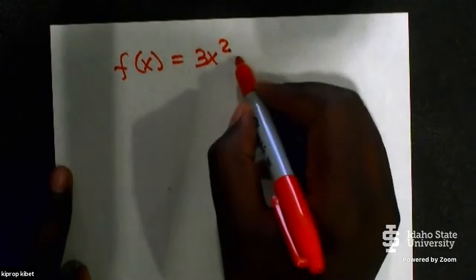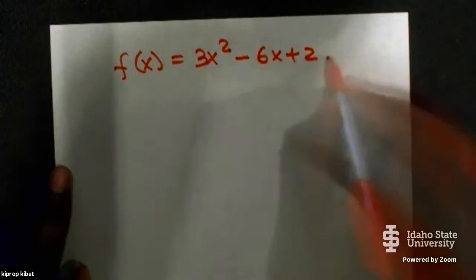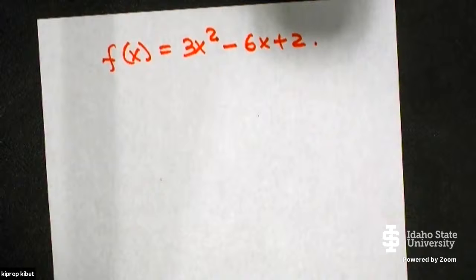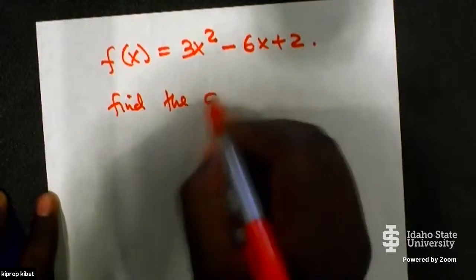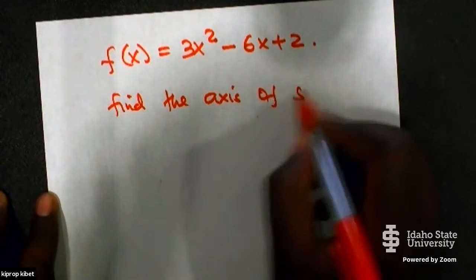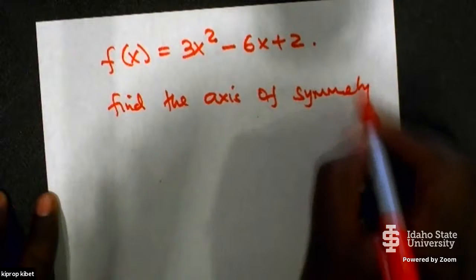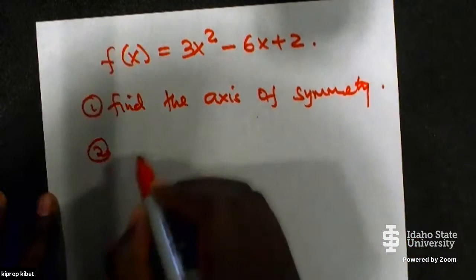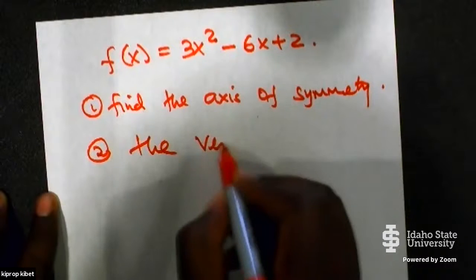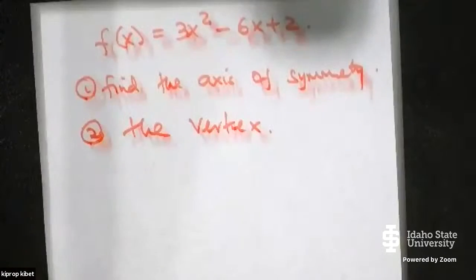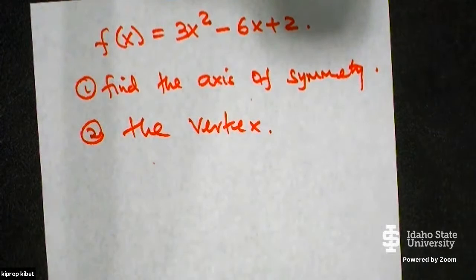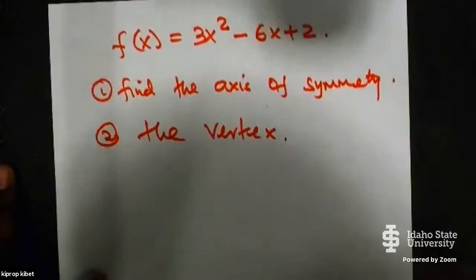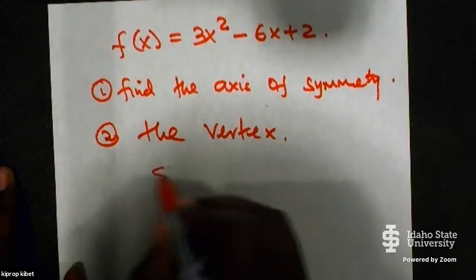f of x equals 3x squared minus 6x plus 2. So the question is: number 1, find the axis of symmetry, and number 2, find the vertex. Now, the axis of symmetry, so the solution.